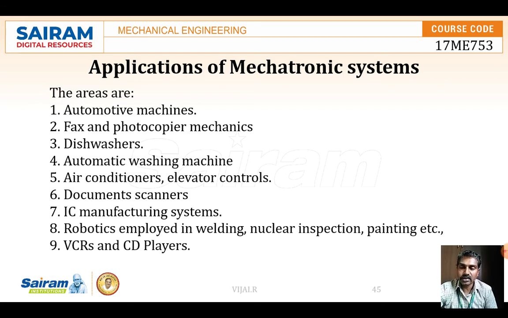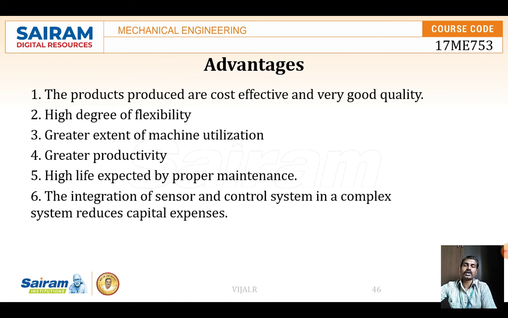Once the inspection procedure is fed in automatically, with the help of the output feedback, the robot itself makes the inspection, so the time for inspection is reduced and the quality of inspection will be higher. Welding as well as painting quality will be very good according to this mechatronics feedback control system. And CD players, VCRs, these are the applications where we are going.